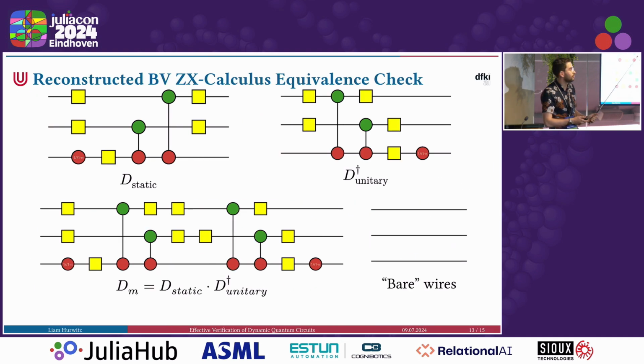Here's a small example of the Bernstein-Vazirani circuit, the already reconstructed unitary part, which I merge together here. Then I apply all the rules, and I'm left with only empty wires. Thus, I prove the equivalence between the circuits I showed at the beginning of the presentation.